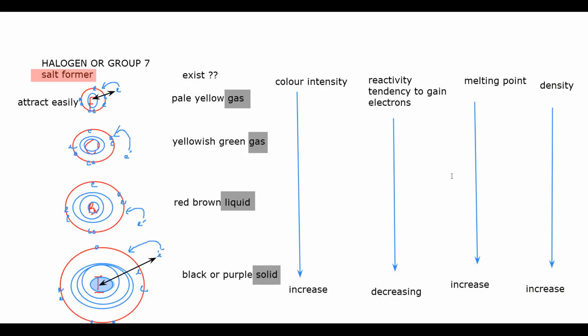Halogens of group 7, which are also known as the salt formers, they react by attracting the electrons. As the mass increases, density, which is mass present in a unit volume, will also increase. As you go down, the mass of the atom, the mass of the nucleus, is increasing. That's why density always increases as you go down the group.